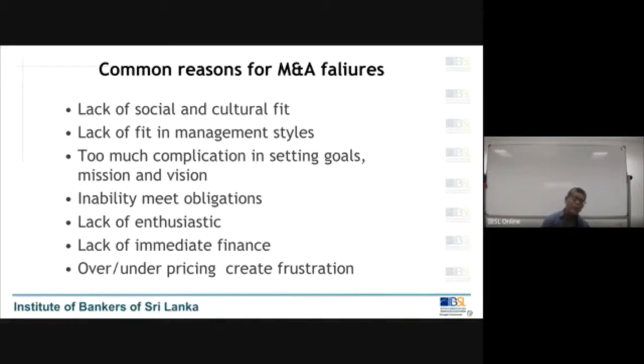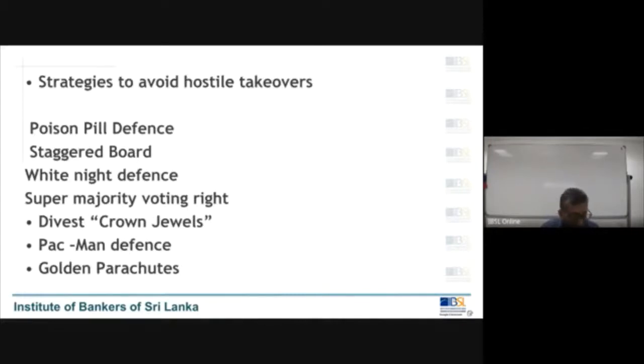Now, these are some of the common reasons. What we have discussed is what mergers and acquisitions are, the types of mergers and acquisitions, the advantages, the motives, the determinants, and what factors you need to take into account very carefully, the essential factors that need more attention. Then we discussed the common reasons for mergers and acquisitions to fail. Right. Then we are going to discuss more.